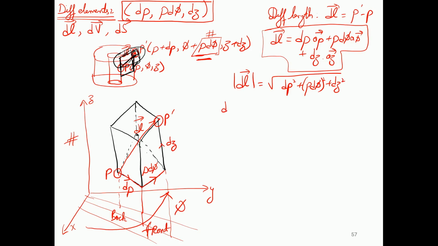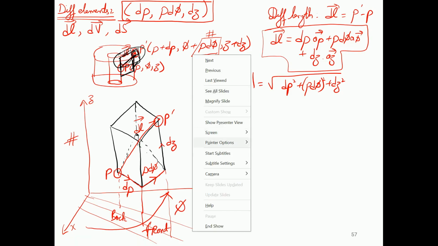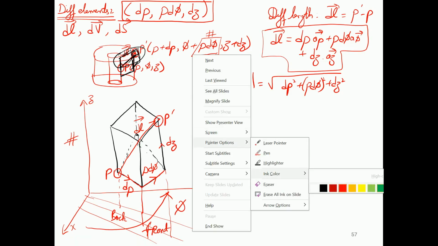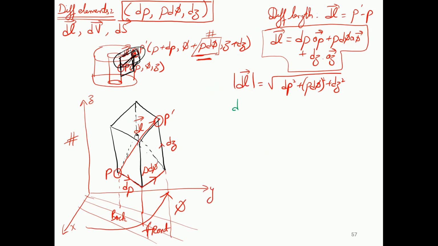What about the differential volume? So differential volume comes out to be just the multiplication of length into width into height, which is all these three elements. So just I write it in the form of the book, which is d rho multiplied with rho d phi multiplied with d of z. So this is the differential volume.